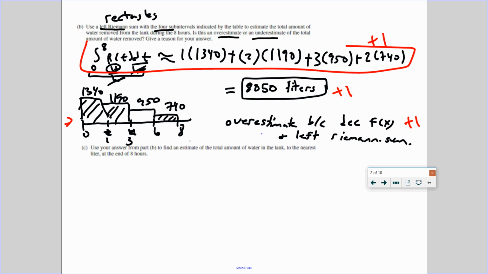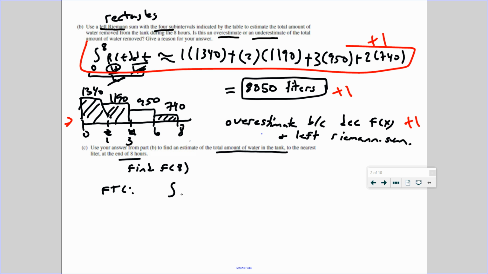All right. Now for part C, part C says, use your answer for part B to find the estimate for the total amount of water in the tank at the end of 8 hours. So they want to find, basically, F of 8, how much water is in the tank. And this is our FTC problem. So we're going to set up our fundamental theorem of calculus.